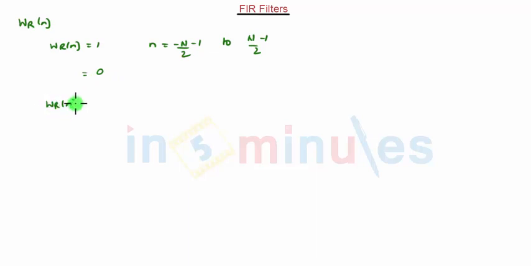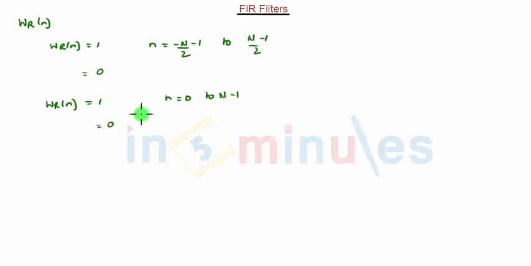Now we will see the rectangular window. The n-point rectangular window WR of n is defined as WR of n is equal to 1 when n ranges from minus (N minus 1) by 2 to (N minus 1) by 2. Otherwise, it is 0. Alternatively, it can be expressed as WR of n is equal to 1 when n ranges from 0 to capital N minus 1, and otherwise it is 0.